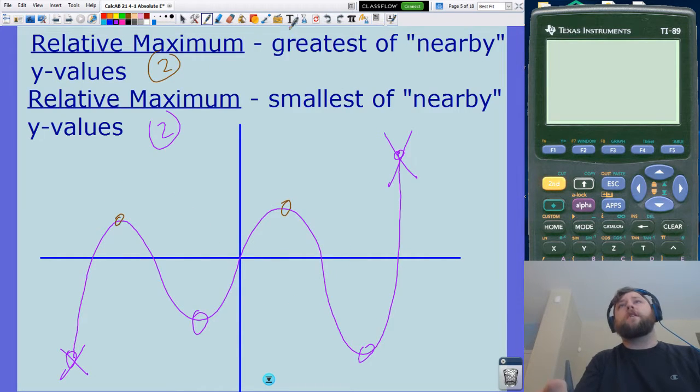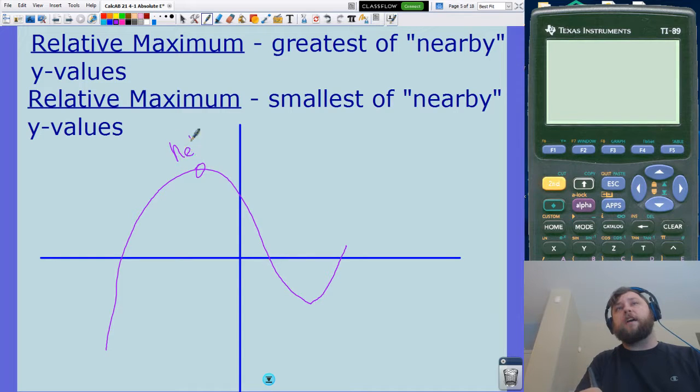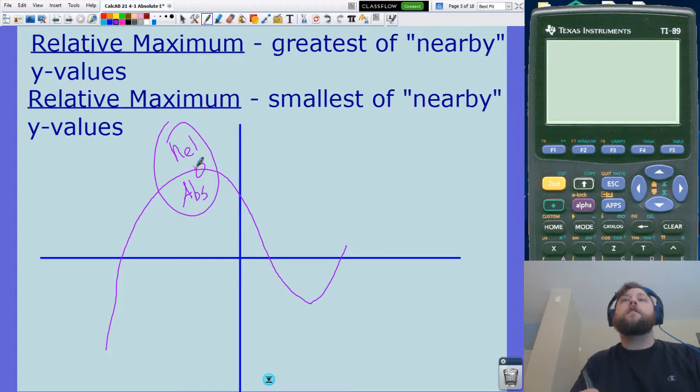Oh, you might also ask another question. I'm going to reset this. What if I had a function like this? This is a relative max, and it's also the absolute max, so you can be both. Right here, it's relative and absolute.